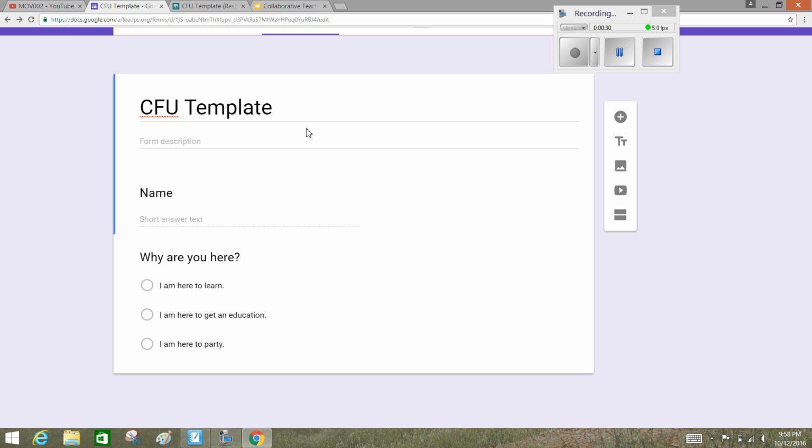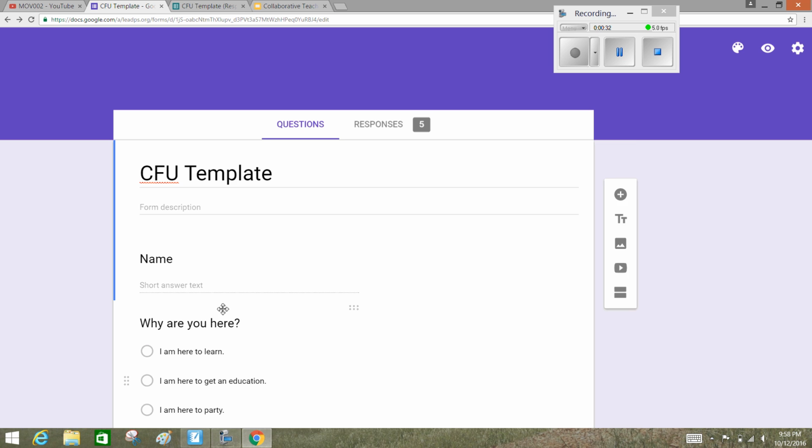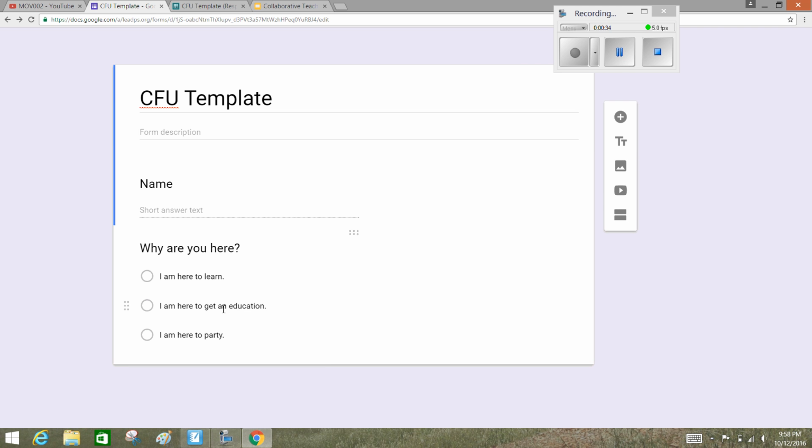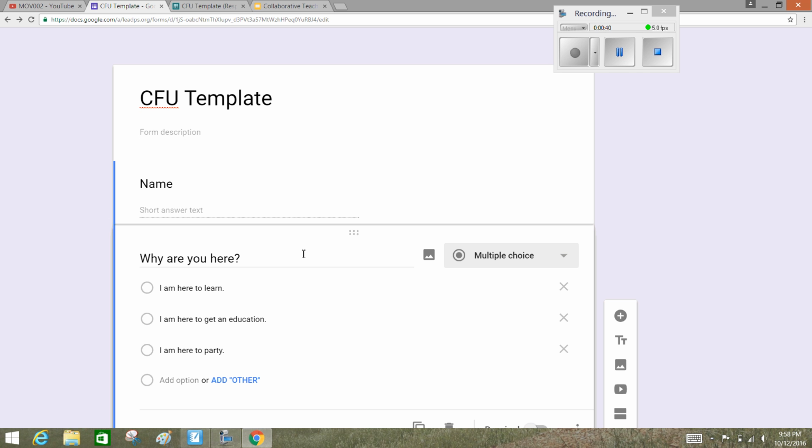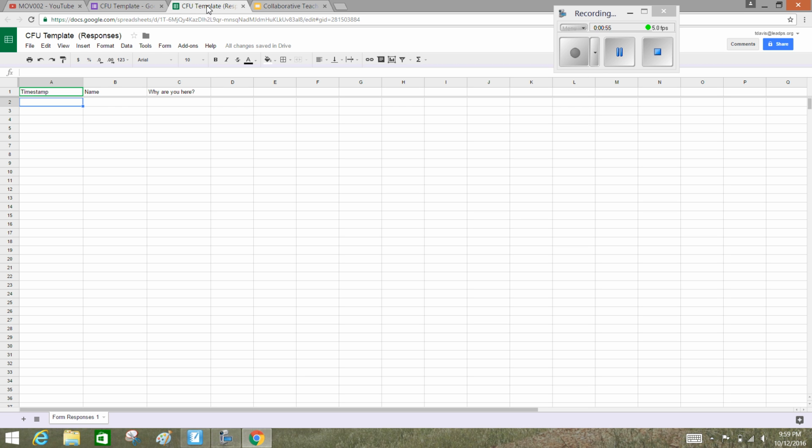So what I quickly created was a quick assessment on Google Classroom. This one's what we're assessing, our check for understanding. We have our students' names, and we're going to assess what the students usually say when they're at the front of the gate, which is, why are you here? One option is, I'm here to learn. Second option would be, I'm here to get education. And the third option, which is not the correct one, would be, I'm here to party. All right? So using Google Chrome, I'm going to go ahead and throw in some answers there.